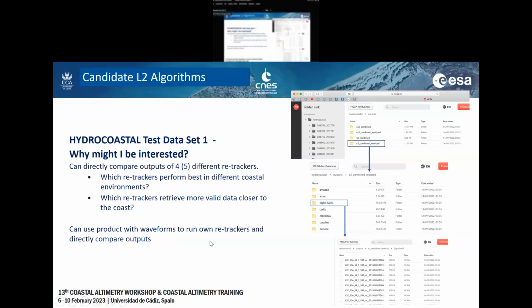So why might you be interested in accessing the data? Well, you can directly compare the outputs of these different retrackers, see which types of retrackers seem to perform best in different environments, which retrieve more valid data. The closer to the coast you get, maybe the more complicated the topography gets.